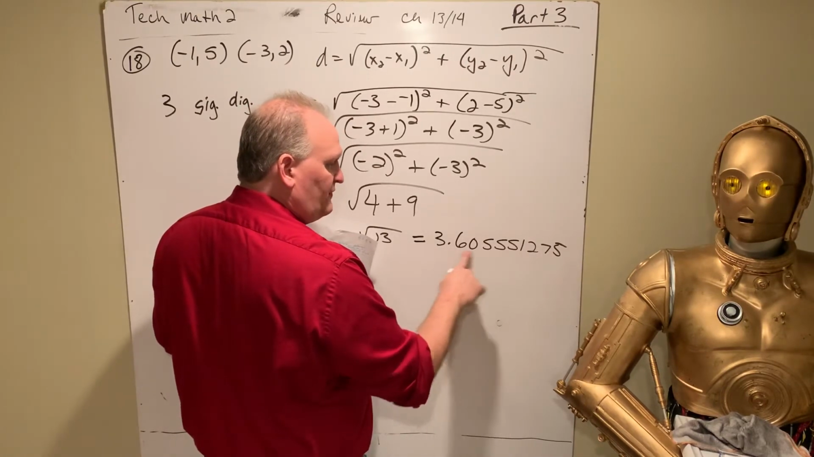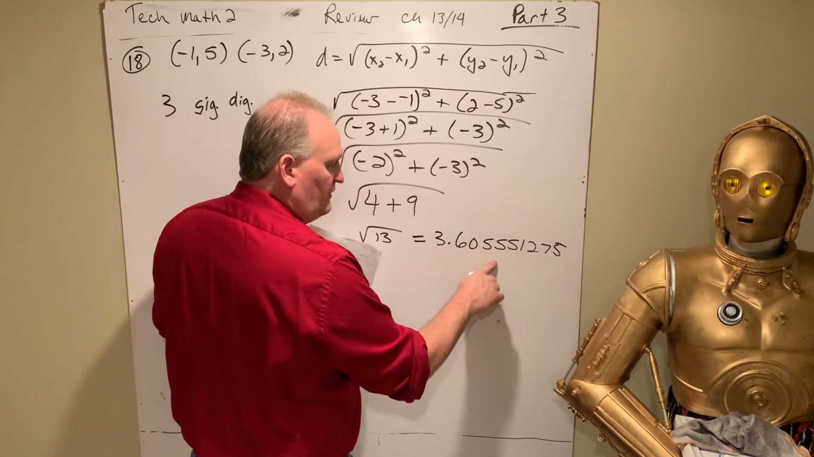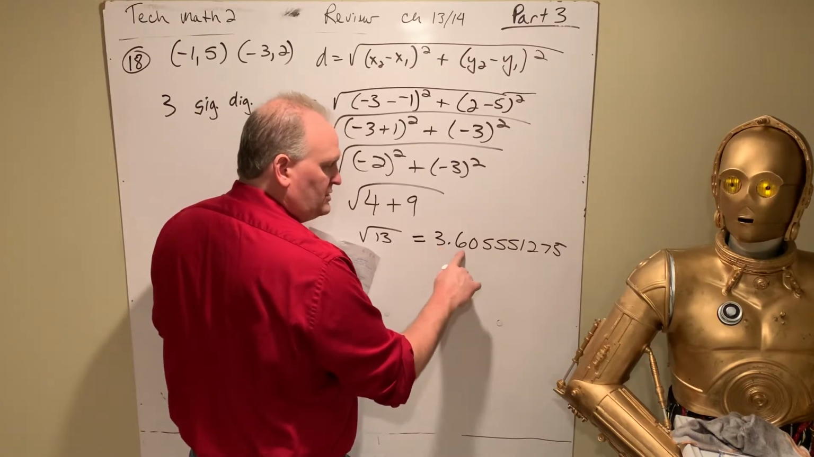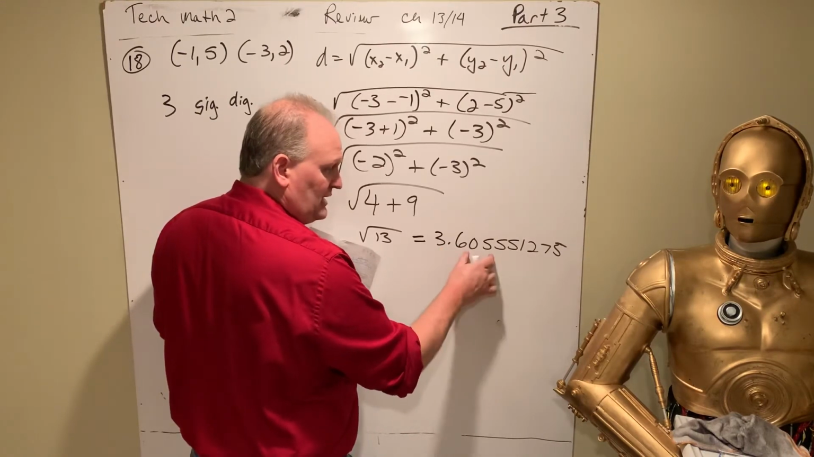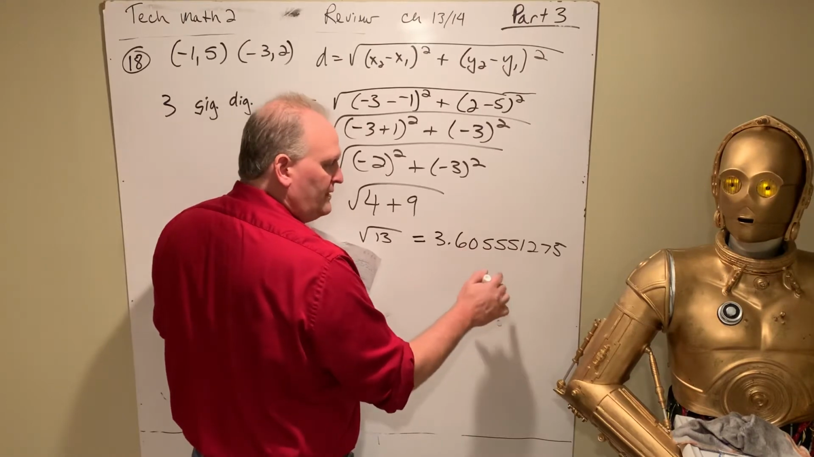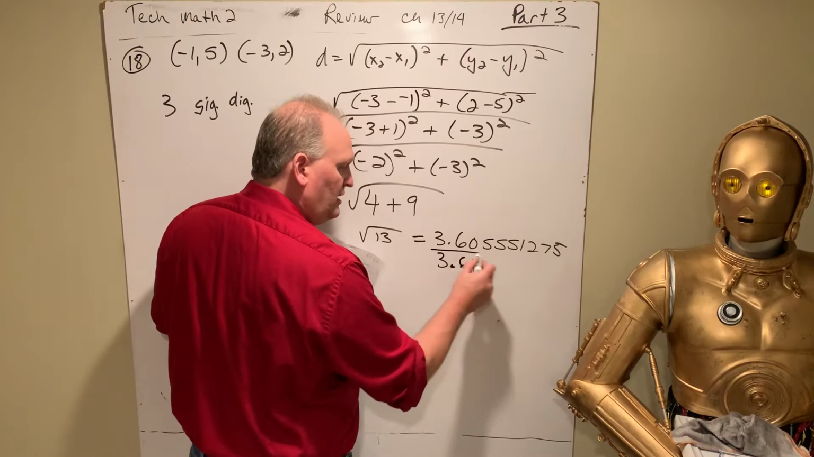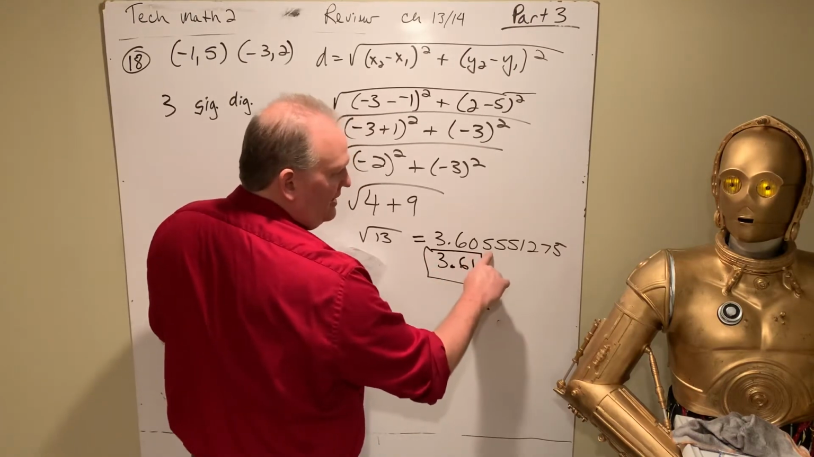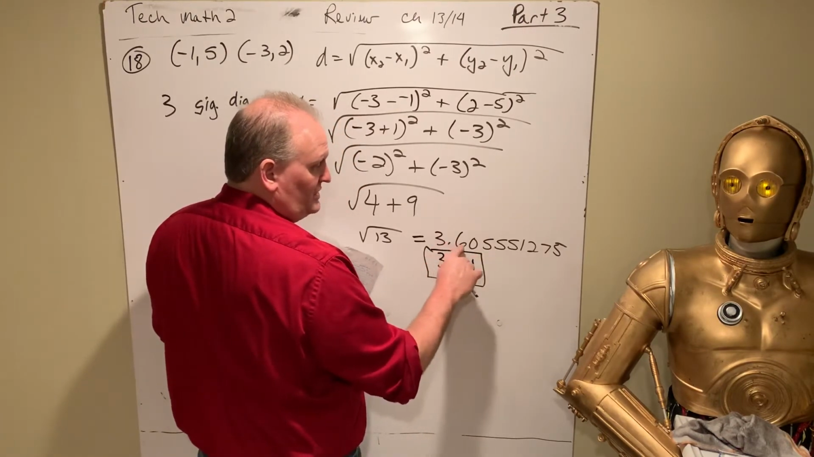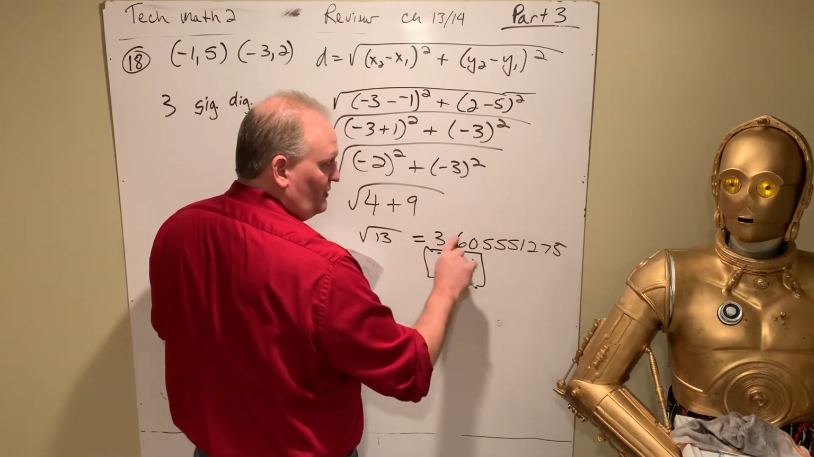Zeros count if it is more. If they would have wanted 4, we would have done 1, 2, 3, 4, and that 0 would have counted because it was in between two numbers. But since we can just round it to 6.1, we're good. If that would have been like a 3, it would have been 3.603, where it would have been 3.60.